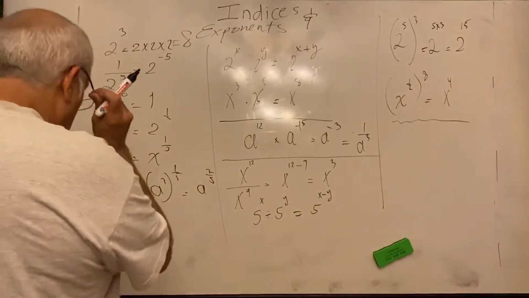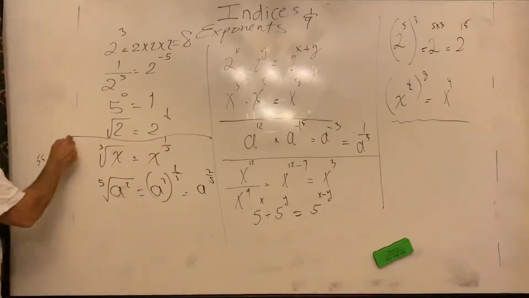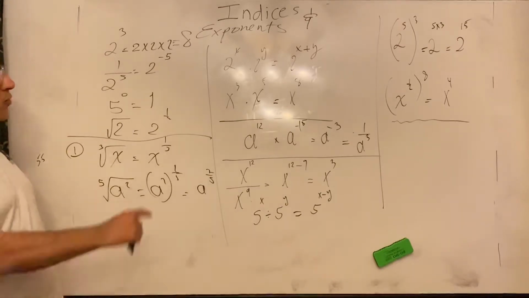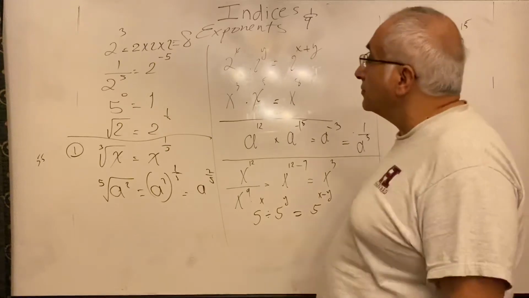All right? Keep in mind, so we have a few basic rules here. Then we start thinking about the power rule, where you both have indices. When we multiply, we add. And when we divide, we subtract the powers. Okay?